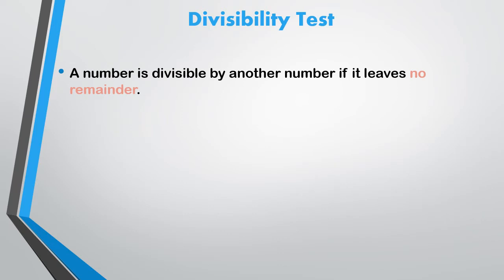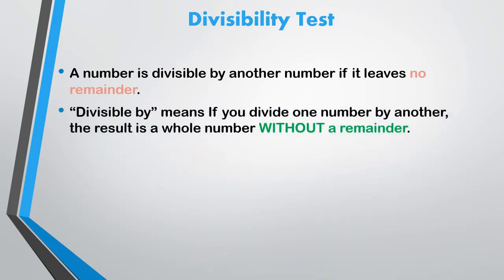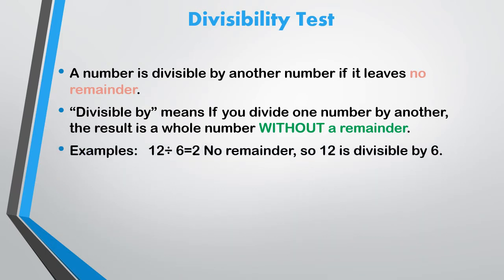A number is divisible by another number if it leaves no remainder. Okay? When we divide a number by another number, if we get the remainder as 0, we can say that that number is divisible. Divisible by means if you divide one number by another, the result is a whole number without a remainder. So the remainder should be 0. We'll see some examples.